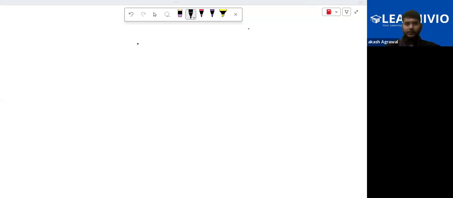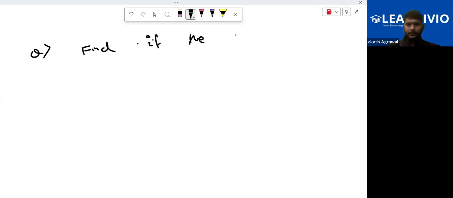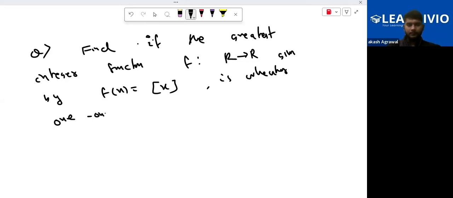Okay, let's start with the question. The question says, find if the greatest integer function f from R to R, given by f of x equals GIF of x, is one-one or onto.